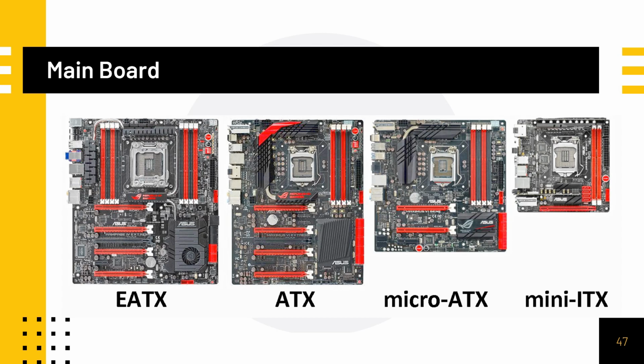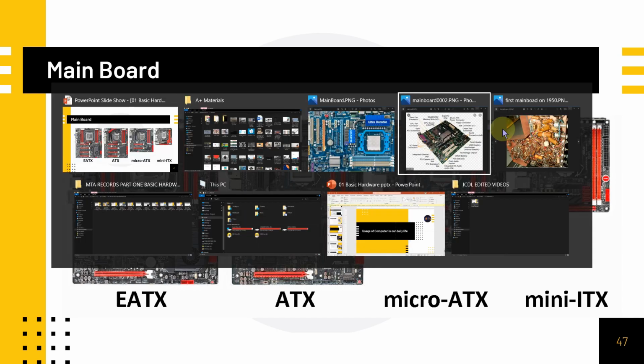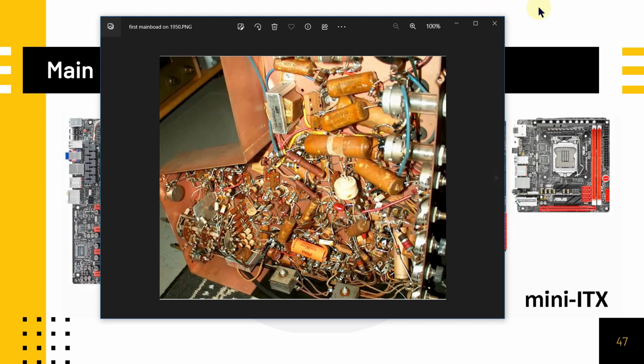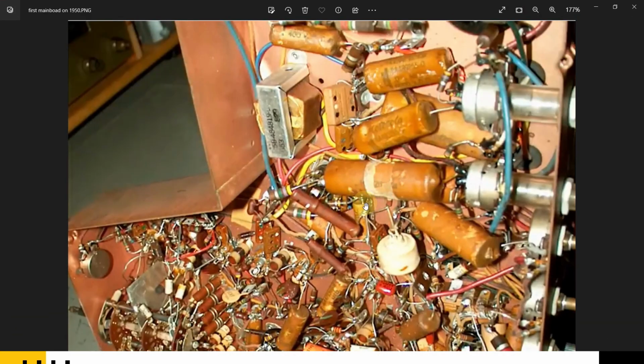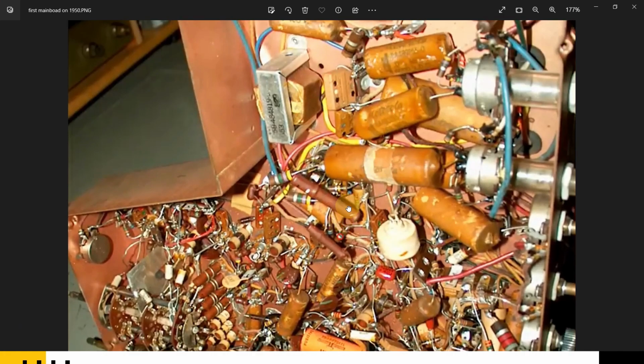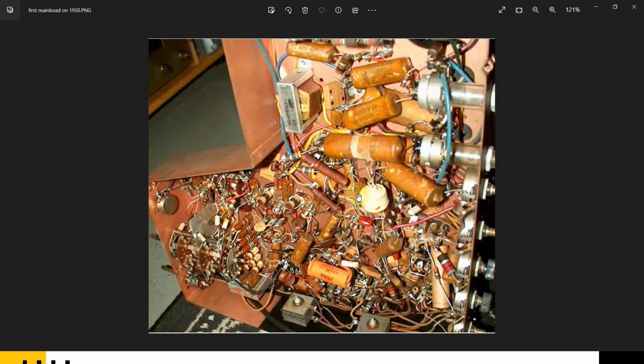Better if we just look at the previous board, which belongs to 1950 or 1948. Let me just show you. Yeah, this one. This is the board which belongs to 1950 or 1948, and the board was like this. It was a big board. But what made the mainboard easier and modern, to make the modern mainboard happen?